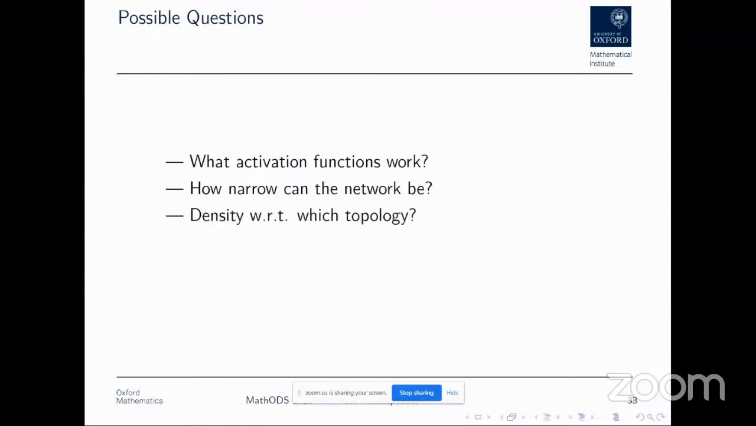And then also, when we say universal approximation, when we say density, what notion of closeness, what topology are we using here? So this can be things like the uniform topology, Sobolev topologies, LP topologies, and so on. Okay.